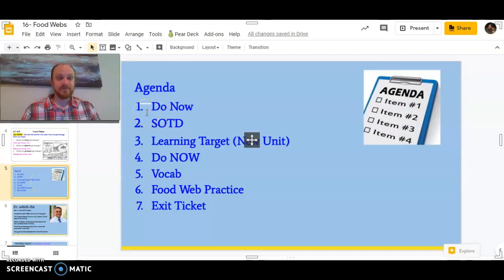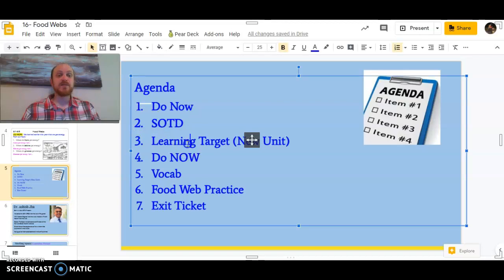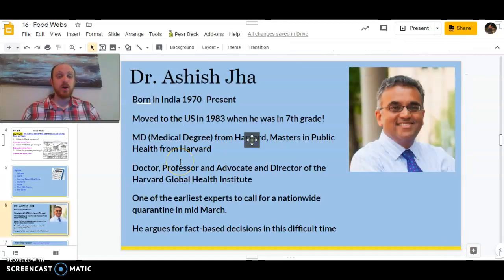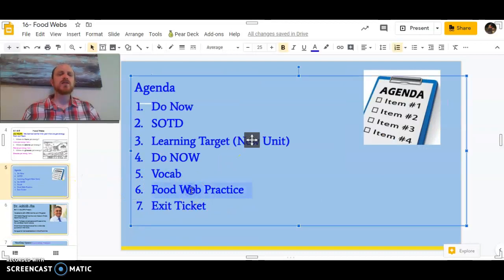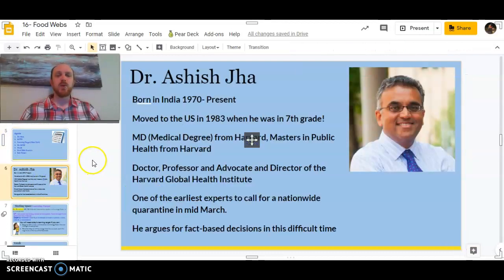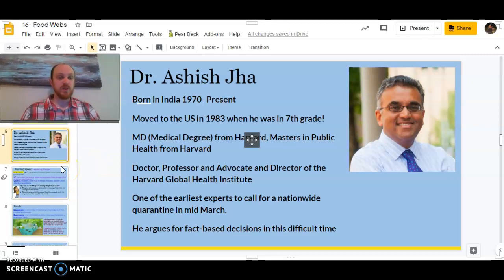Here's our agenda. I have a scientist of the day for you. We have a kind of a new unit we're starting, our last unit for the whole school year. Oh my gosh, we're almost done. I want to introduce you to some vocabulary. We're going to do a lot of food web practice, and a little exit ticket at the end. Our scientist of the day is Dr. Ashish Jha. Please read more about him. You can Google him if you want to learn more.